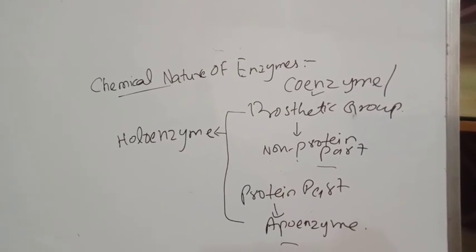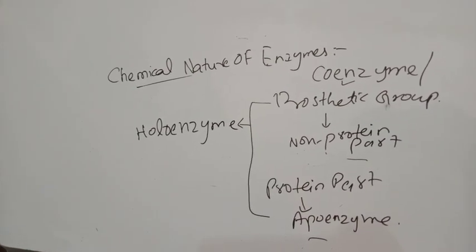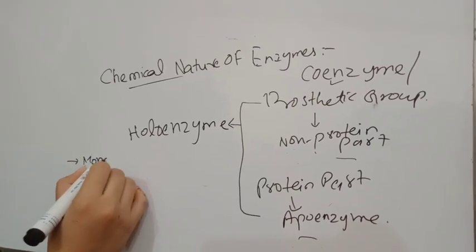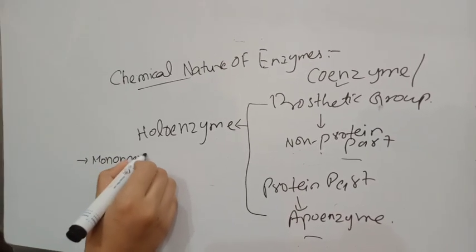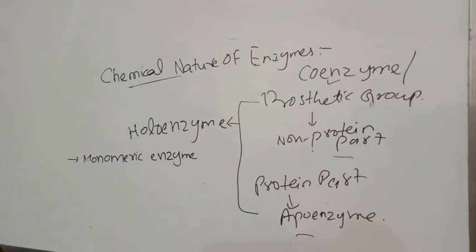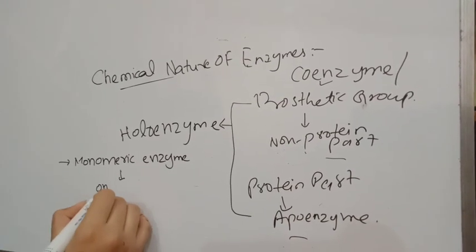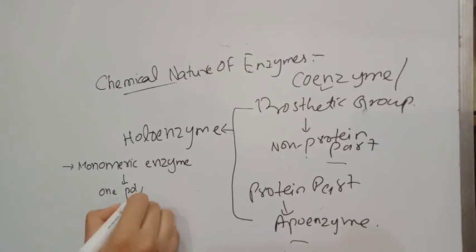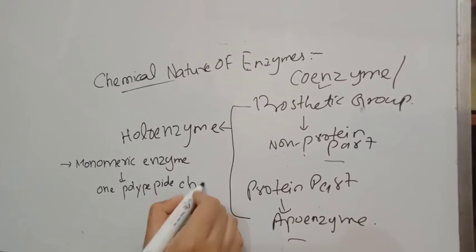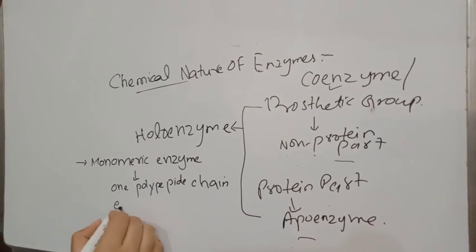Certain enzymes with only one polypeptide chain in their structures are called monomeric enzymes. Another term is monomeric enzyme. What are monomeric enzymes? Certain enzymes with only one polypeptide chain in their structure. They have one polypeptide chain in their structure. For example, ribonuclease.